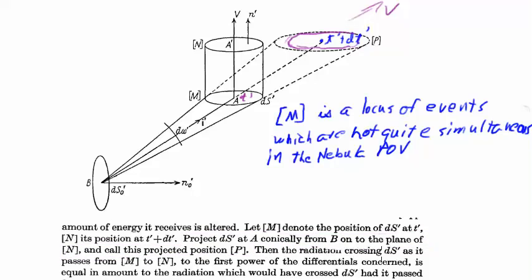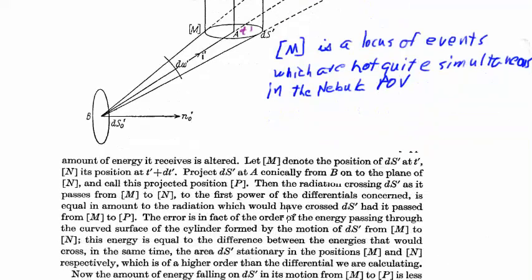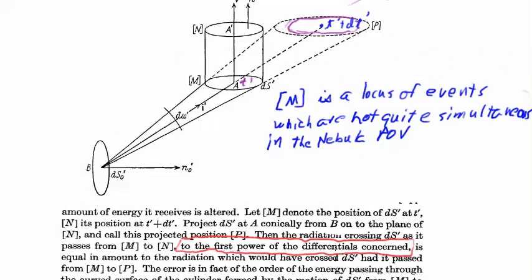Then the radiation crossing ds prime, the surface of the aperture of the telescope, as the aperture crosses from m to n to the first power of the differentials concerned, is equal to the amount of the radiation which would have crossed ds prime had it passed from m to p to the first power of the differentials concerned.